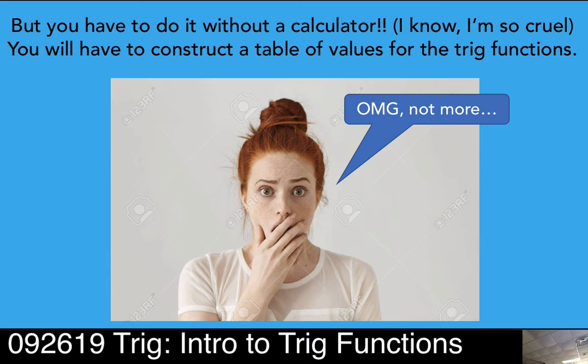You're going to make a table. We're going to do it by making a table of sine, cosine, and tangent values. And you're going to make that table experimentally. We are going to go out just like the Greeks and figure out what the values of these are. We're going to take string and rope, and we're going to do it just like the Greeks. And once you've done it, it will be in you forever. You have to do it without a calculator. Yes, I'm so cruel. You'll have to construct a table of values for the trig functions.